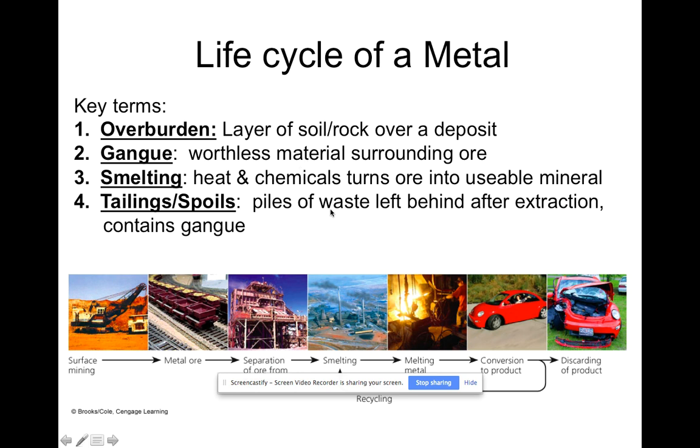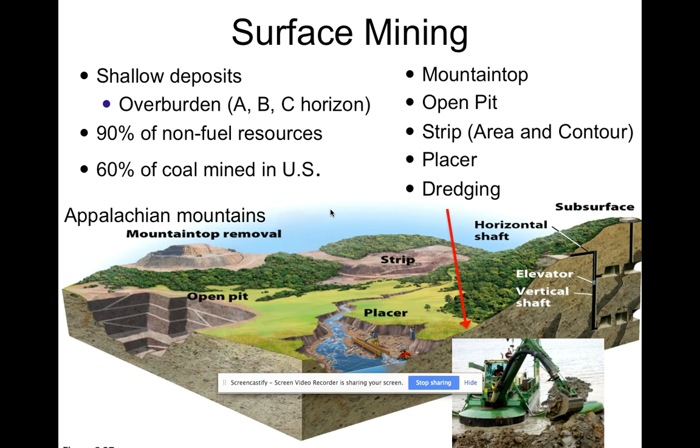Smelting is when heat and chemicals are added to melt the ore and extract the metal from it. And tailings and spoils are piles of waste rock that are left behind. So this would be the stuff that you have after you have mined your chocolate chip cookie, the cookie crumbs around the paper.